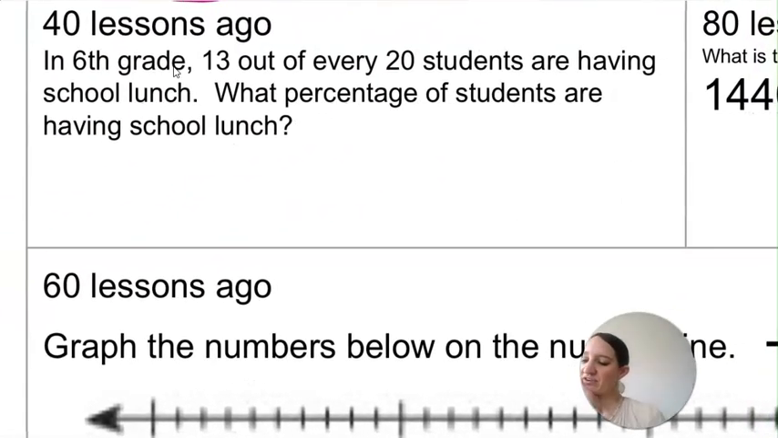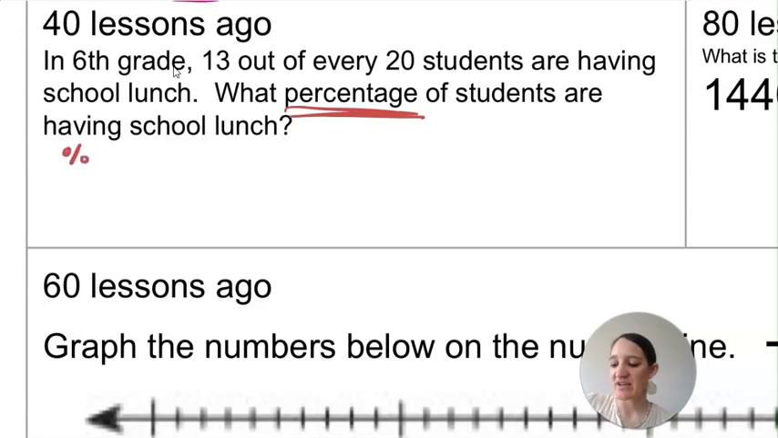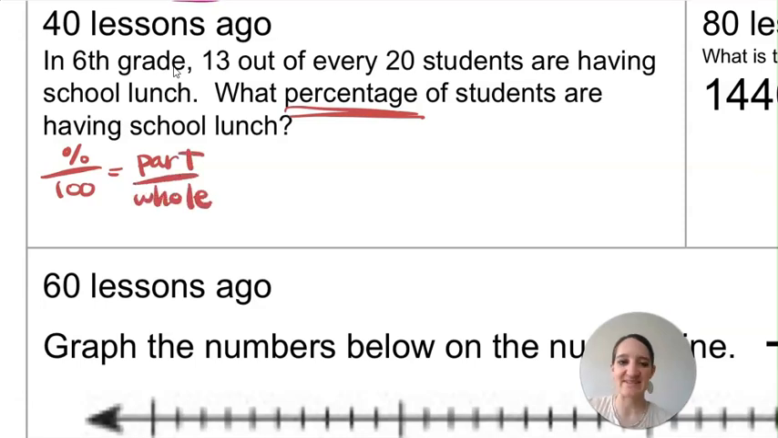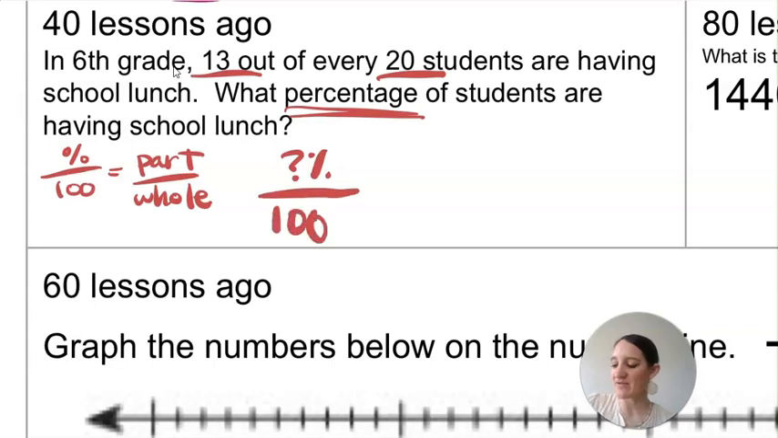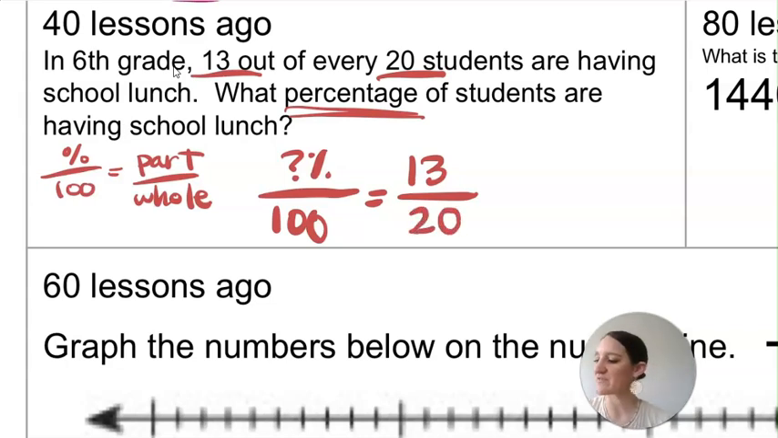We isolated, and then we did the same thing to the other side. In 6th grade, 13 out of every 20 students are having school lunch. What percentage of students are having lunch? Immediately, I'm thinking percent over 100, part over whole. That'll at least help me get it set up. It says the 13 is not a percent, the 20 is not a percent. It's asking for the percent. So I'm going to have nothing over 100. And then 13 is the part that's having school lunch, 20 are the total number of students.